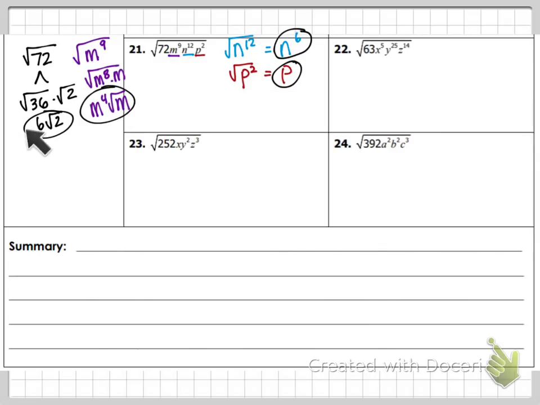So these are all 4 of the pieces. I have square root of 72 simplified, m to the 9th simplified, n to the 12th, and p squared. So I'm going to take every single piece that's on the outside, which is 6, m to the 4th, n to the 6th, p, and I'm going to put all that together, and then I'm going to take what's inside the square root, which is 2 and m, and put that inside the square root, and that's your final answer.